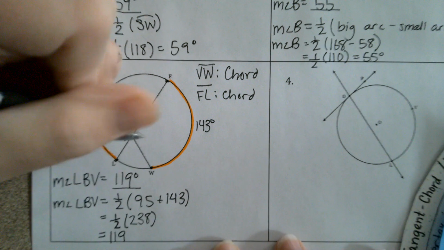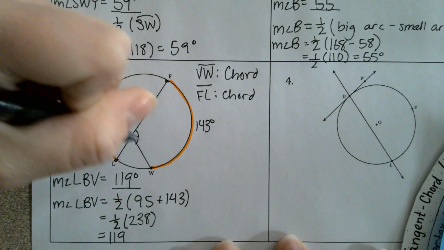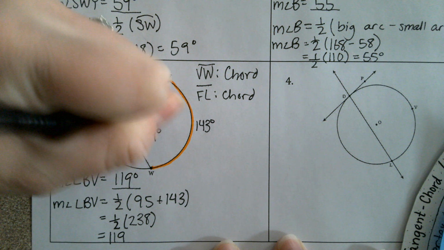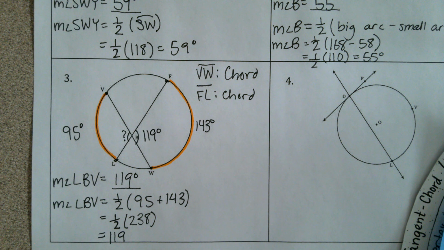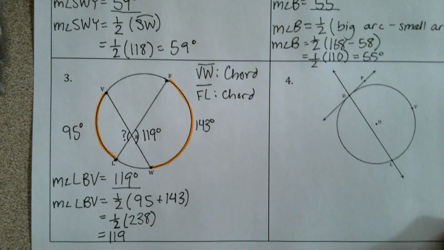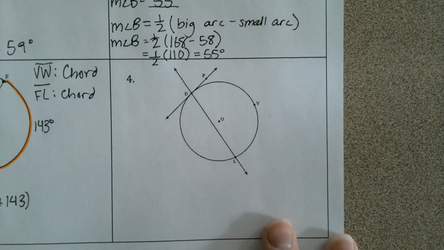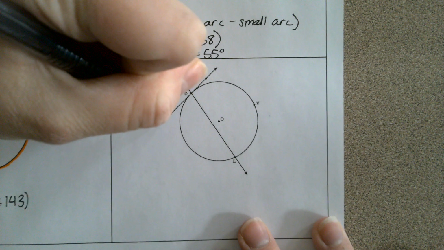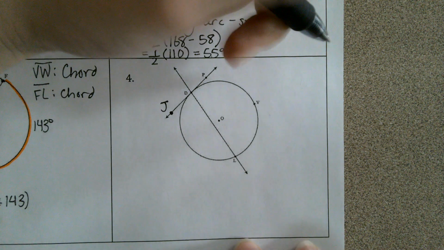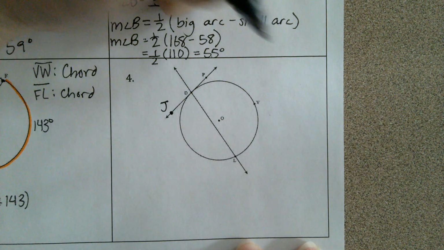Just a little side note, since these are vertical angles here, if the question mark that we just found is 119, so is this one. Again, since they're vertical. All right, one more problem, number 4. And I want to add a point here for just a moment.